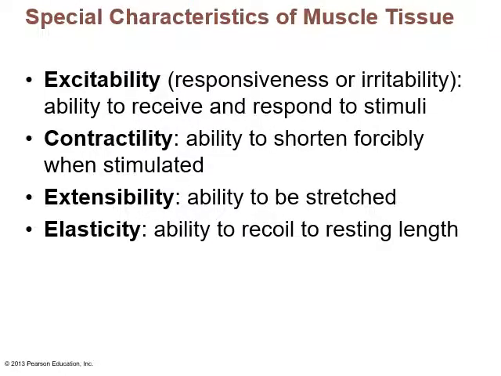Now, the special characteristics of muscle tissue, there's 4 things that muscle can do. First of all, it's excitable. That means it's responsive or irritable. It's able to receive and respond to a stimulus. It's contractible. It's called contractility. It's able to shorten forcibly when stimulated. And it's also extensible. It's able to be stretched, and then it's elastic. It's able to recoil to its resting length after it's been contracted.